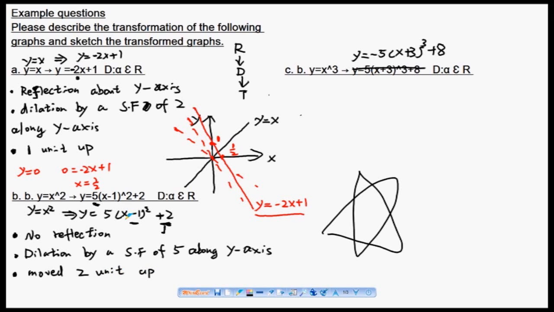For the horizontal translation, we make whatever is in the bracket equal to 0. So x minus 1 equals 0, and x is going to be positive 1. So the horizontal translation is 1 unit to the right, because we have a positive number. Moved 1 unit right. Now we can sketch the graph.